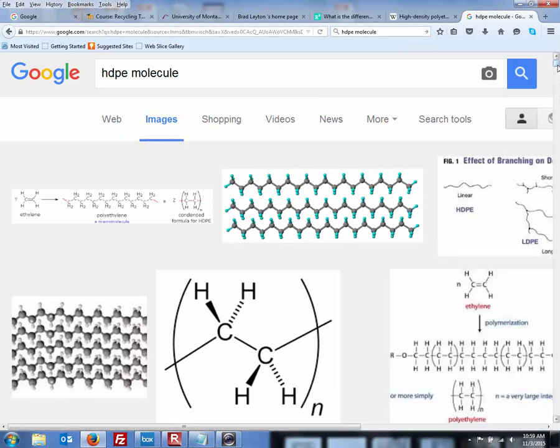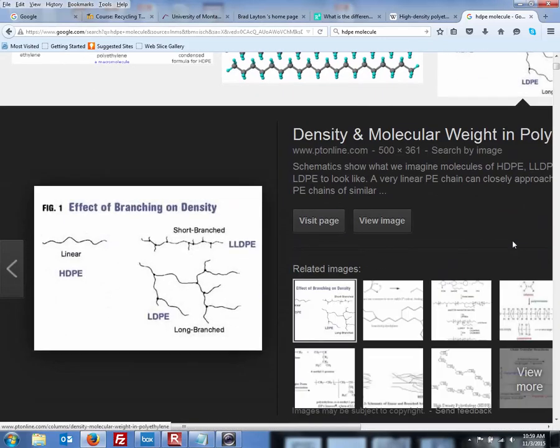So molecularly, it's relatively boring. It's just repeating carbons and hydrogens. And what we can see here, let's take a look at this guy. So HDPE, it's just a bunch of really long chains of this ethylene right next to each other. The lower densities have these little side branches.